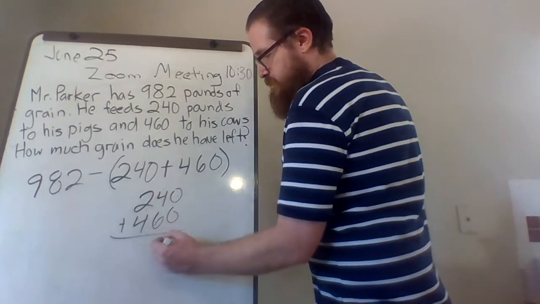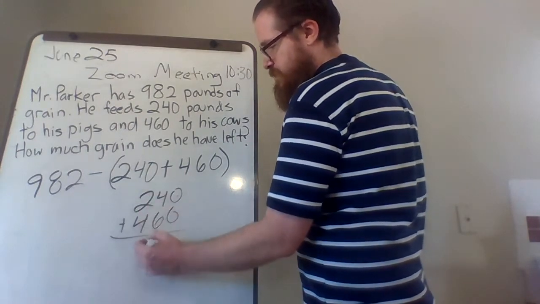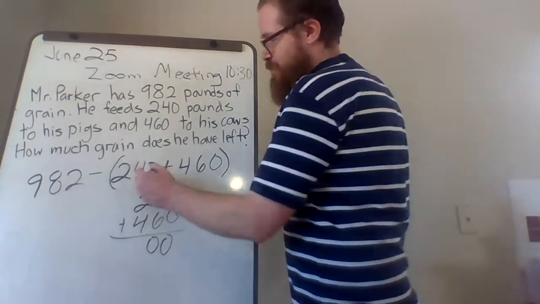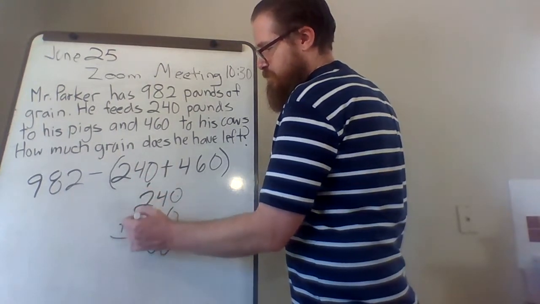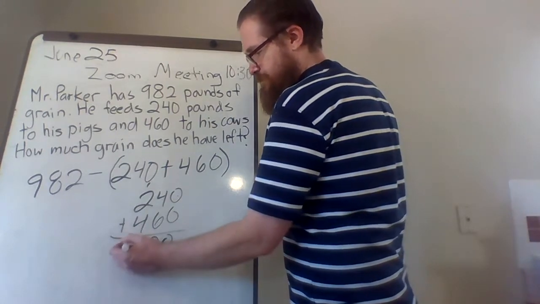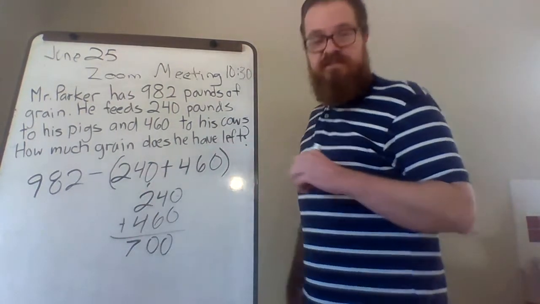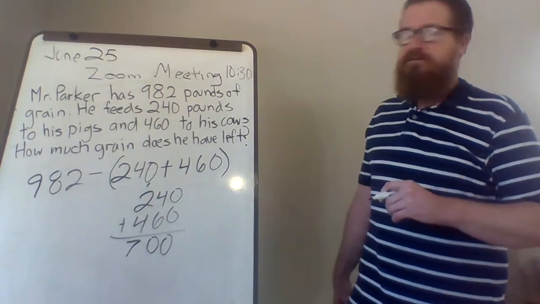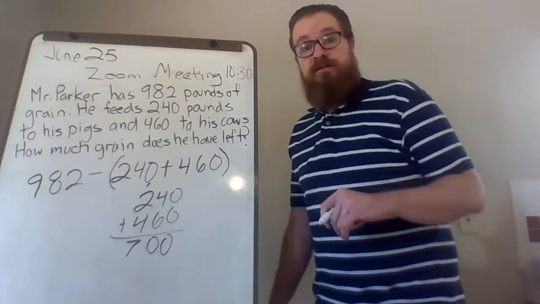0 plus 0 is 0. 4 plus 6 is 10. Regroup. And then 1 plus 2 is 3, and 3 plus 4 is 7. So it's going to add up to 700 pounds. That seems like a lot of food those pigs and cows are eating. I guess that's why they call them pigs and cows.